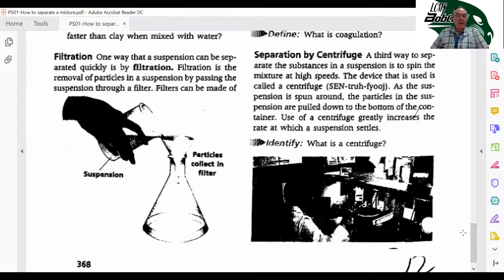And then the last way we can separate a suspension quickly is by a centrifuge. Okay? A centrifuge is when you spin the stuff around and some of it spreads, gets sprayed out and the other stuff sticks. So like this washing machine at your house on the spin cycle is a centrifuge.